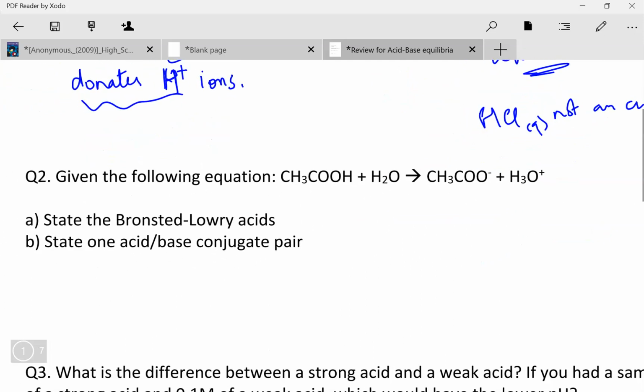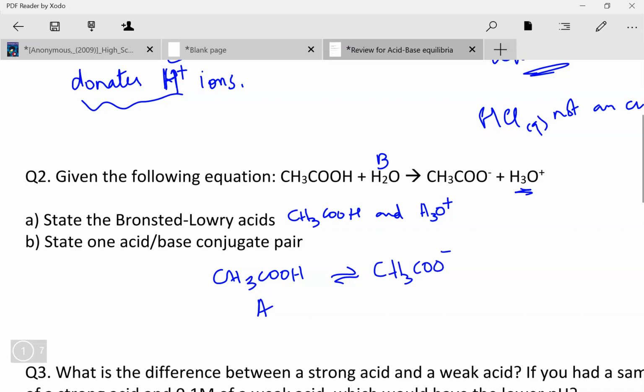State the Bronsted-Lowry acids. They would be acetic acid, and H3O plus is also a Bronsted-Lowry acid because it also can donate an H plus to solution. Technically, H2O could also be considered a Bronsted-Lowry acid, but not in this scenario because H2O is acting as a base. So state one acid-base conjugate pair. This would be the acid, this would be the conjugate base, or you could do base to conjugate acid. Either one is good.